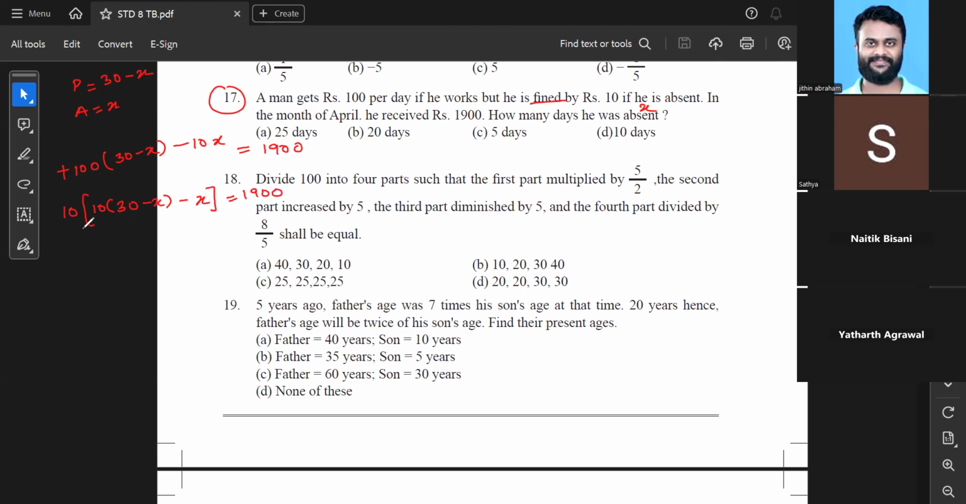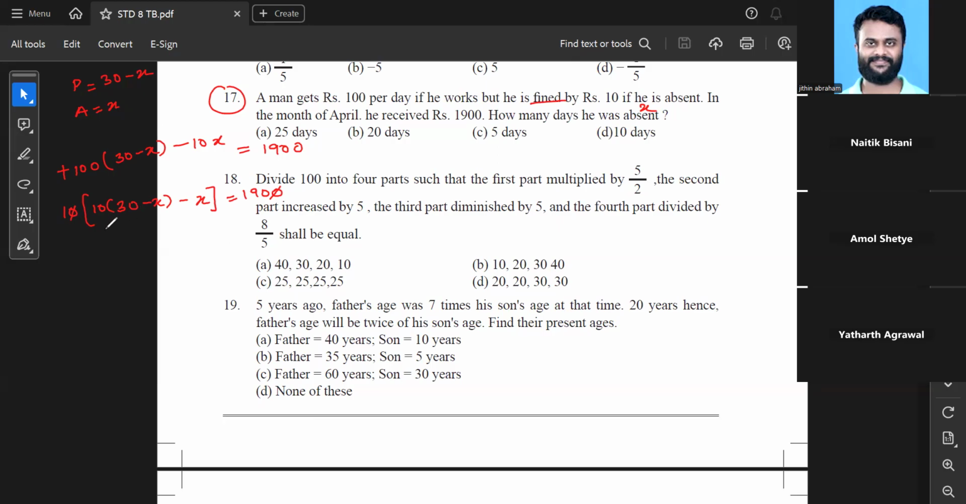Now, what is the benefit over here? Now, this 10 is a common multiple for everyone. So you can take this 10 to the other side and divide it with 1,900 to cancel one zero. Did you understand my logic? Yes, sir.